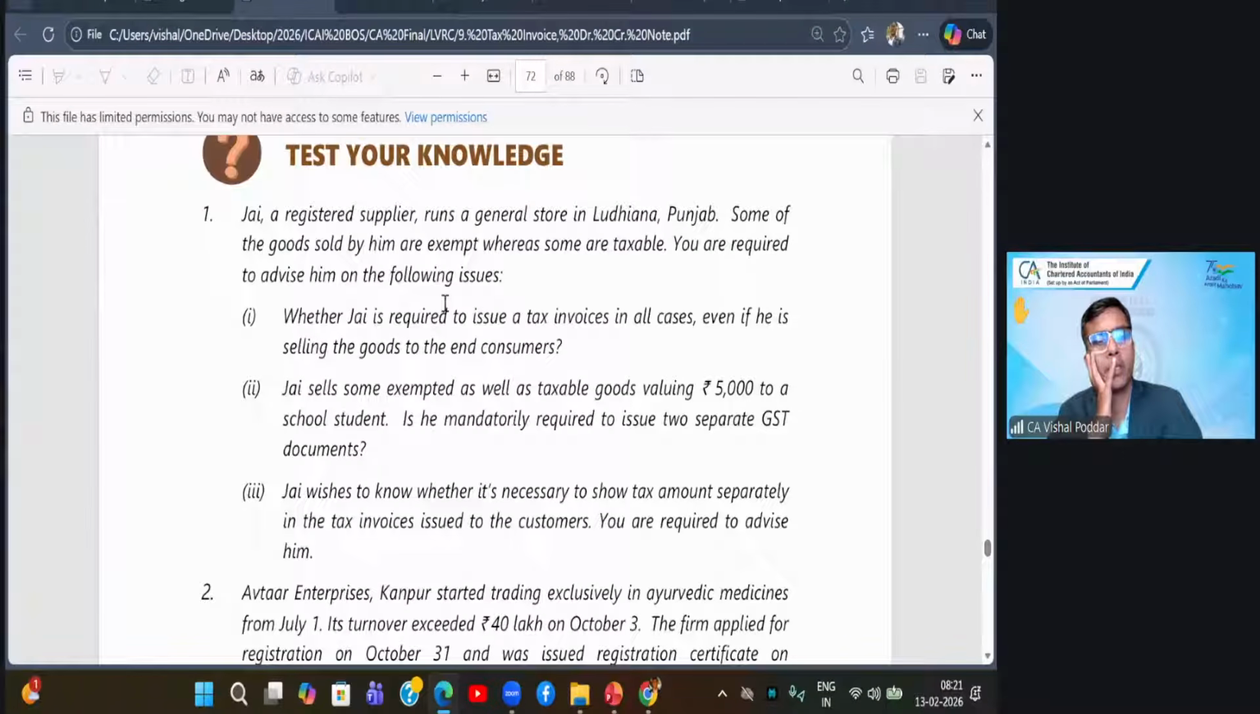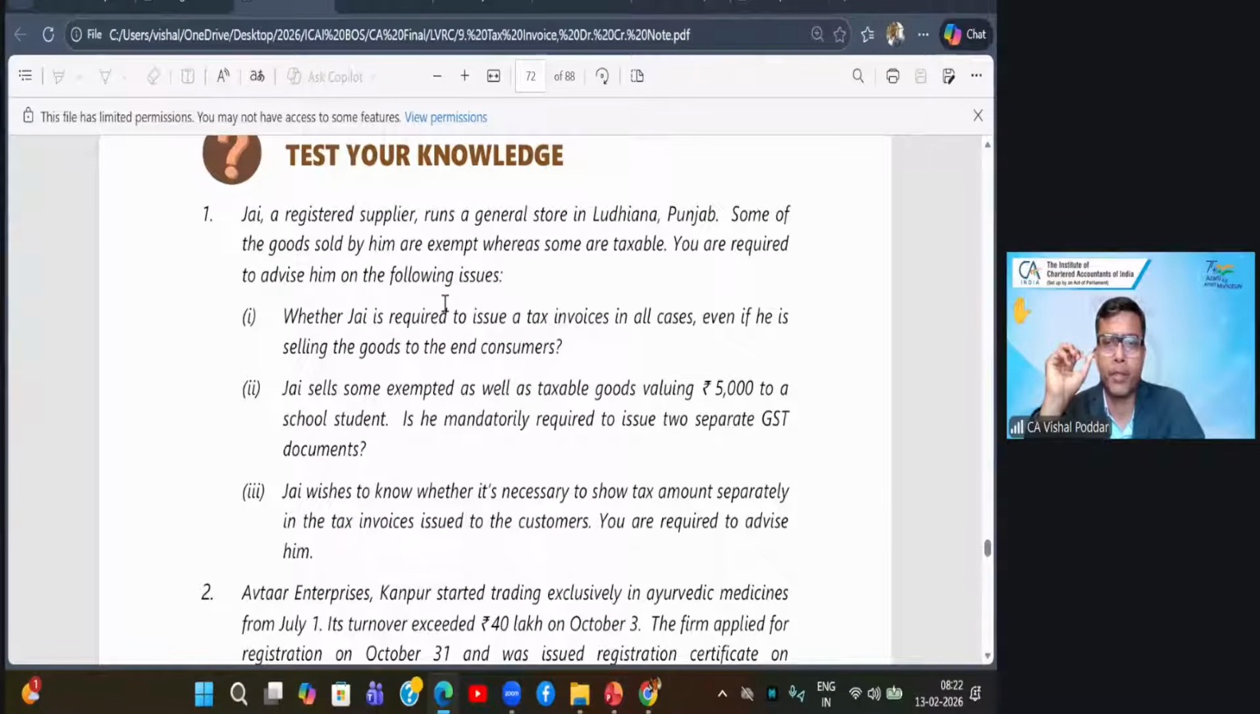What is the answer? Now we are talking about records. What documents? So there are two types of sales which Jay makes. One is exempt, one is taxable. Now the question asked is whether in all cases, all means taxable, exempt, all, if he's selling to end users, meaning the final consumer, which we call B2C, whether there is any requirement that you have to issue, or you can issue a tax invoice only. Tell me. For taxable, he will issue a tax invoice. For exempt, he has to issue a bill of supply.